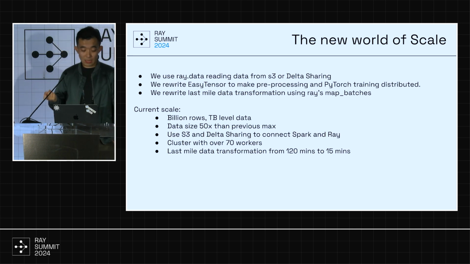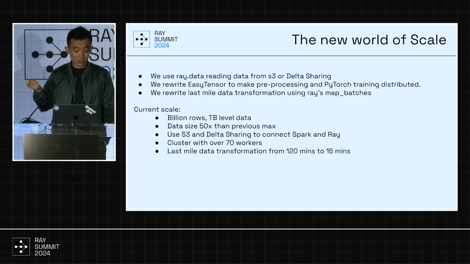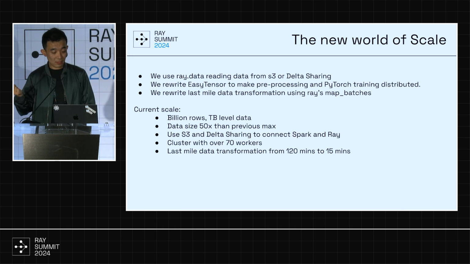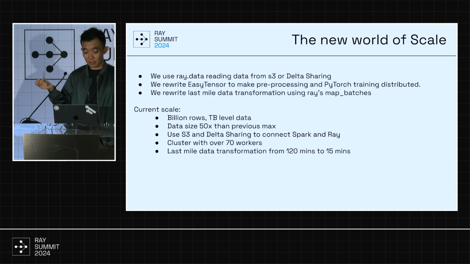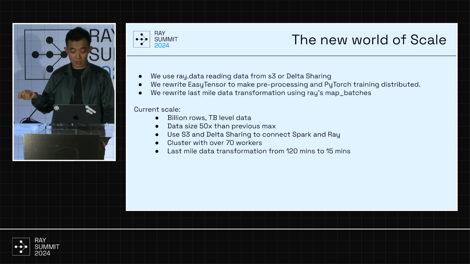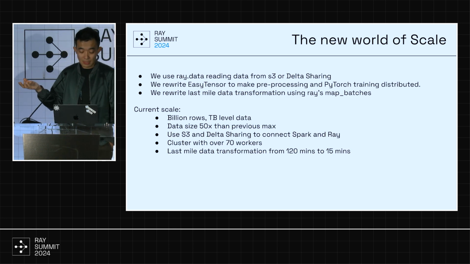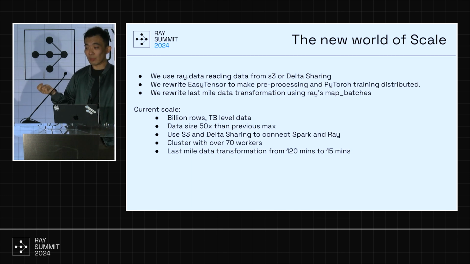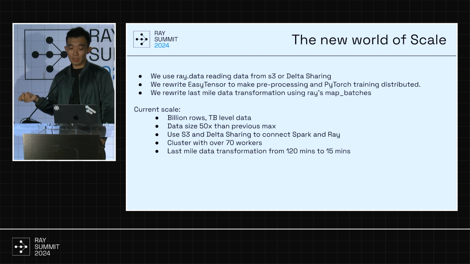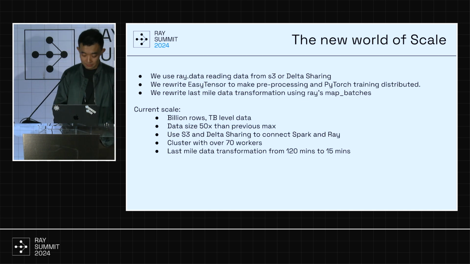So what we can do right now is use TB level of tabular data for training. We use billions of rows. Our maximum data size is like 50x the previous max. We use S3 and Delta Sharing to connect Spark and Ray, where Spark is for our data processing. We have clusters with over 70 workers, sometimes more. The last mile data transformation dropped from 120 minutes to 15 minutes because Ray Data is distributed data processing.